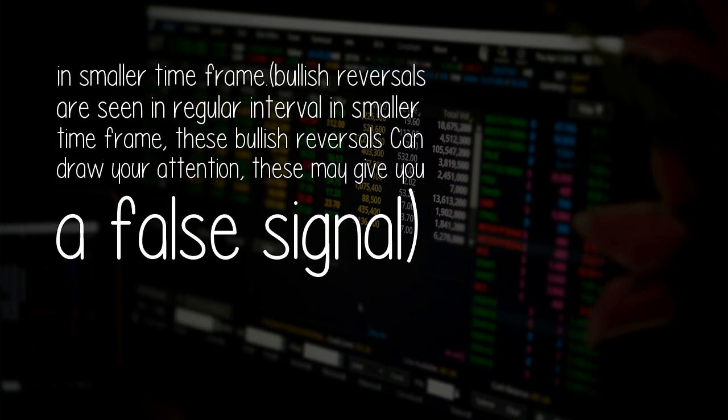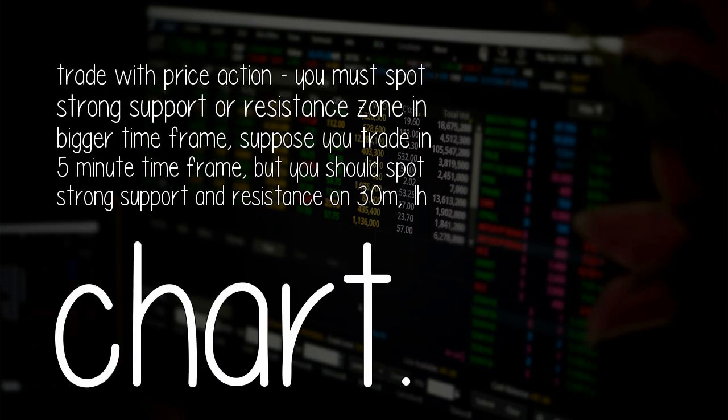In smaller time frames, bullish reversals are seen at regular intervals. These bullish reversals can draw your attention, but they may give you a false signal. Trade with price action. You must spot a strong support or resistance zone in a bigger time frame. Suppose you trade in the 5-minute time frame, you should spot strong support and resistance on the 30-minute or 1 hour chart.